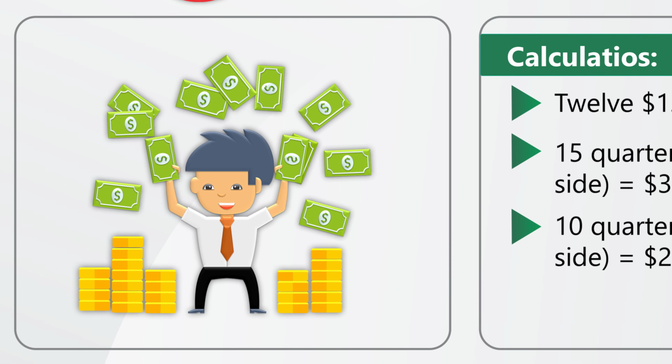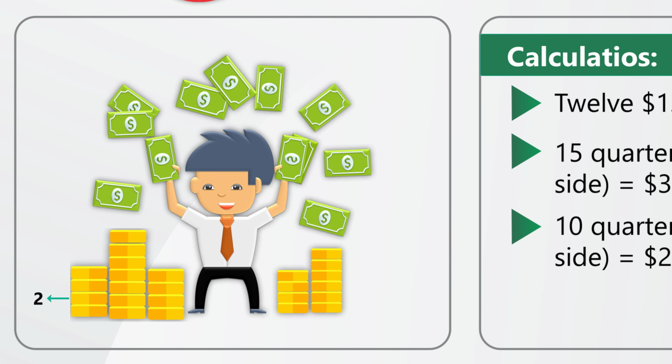Let's start with the dollar bills. 1, 2, 3, 4, 5, 6, 7, 8, 9, 10, 11, 12. Now let's do the same thing for the quarters. Let's start with the left side, which has 15 quarters.